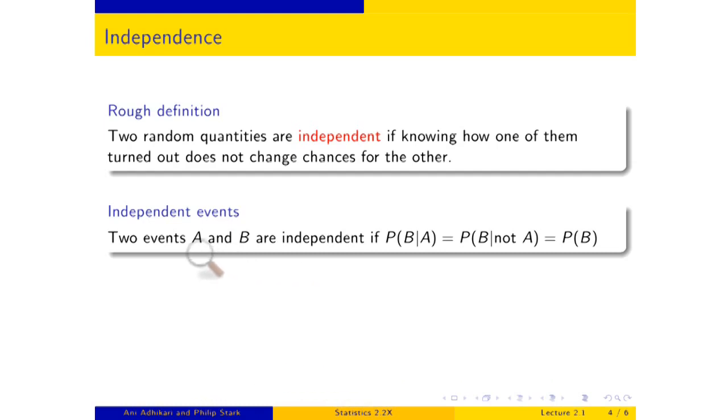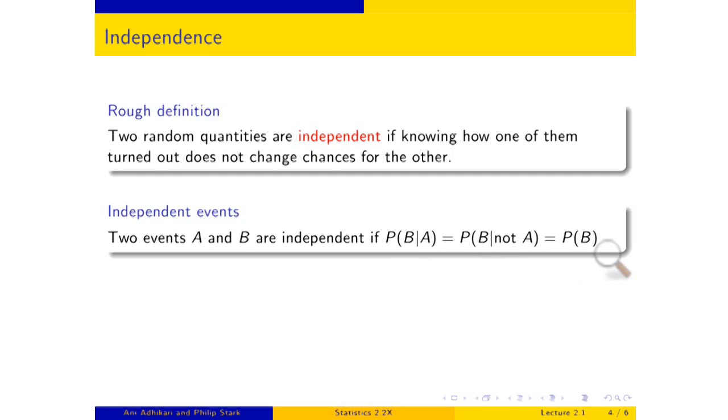Well, 2 events A and B are independent if the conditional chance of B given that A happened is exactly the same as the conditional chance of B given that A didn't happen. It doesn't matter whether A happened or didn't. Either way, you have the same chance of B. That makes A and B independent.